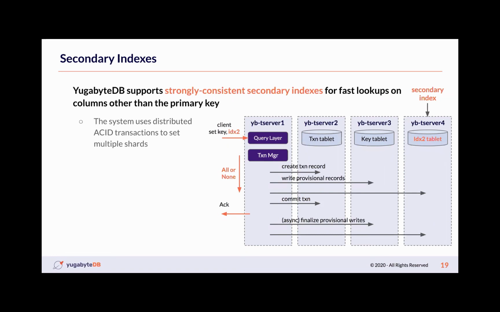Now, in the case of a pre-existing row, if you update a table with an index, it would result in updating the primary table value with a provisional write, and then deleting and inserting a new value for the index table as provisional writes, and finally finalizing all of those as a part of a two-phase commit.